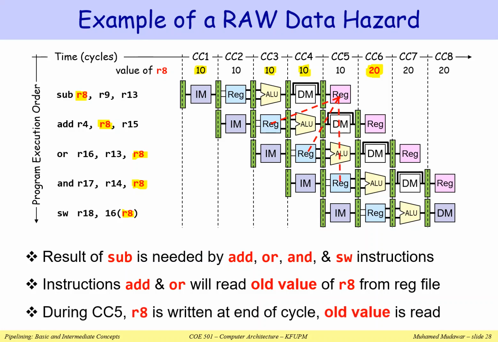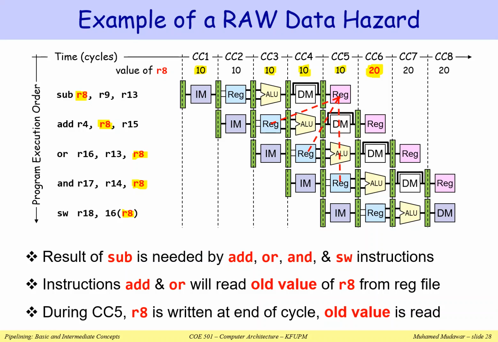Now, at clock cycle 5, two things are happening. The subtract instruction wants to write R8, and the end instruction wants to read R8. Now, which value is read by the end instruction? Is it the new value or the old value? Well, the answer is simple here. The old value, which is 10, is read by the end instruction.